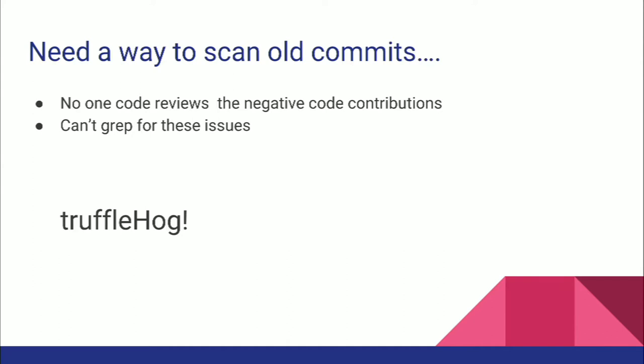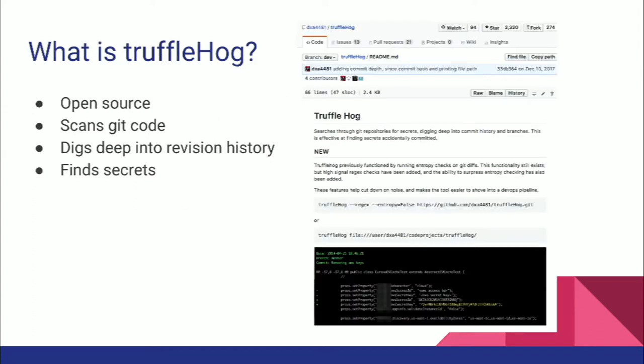You can't really grep for these. I'm not exactly sure why. I'm not an expert in the Git protocol, but the blobs that Git stores in the .git directory are not in a format that can be easily grepped. So basically, I just wanted a tool that could go through all the old revision history of all the branches, and it can find secrets that were otherwise not in the latest version of the source code. So it's an open source tool. It does exactly that. It goes through all the branches, and its job is just to identify secrets that were intentionally or accidentally committed to source code.